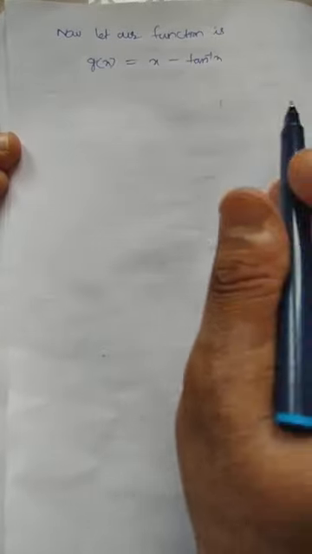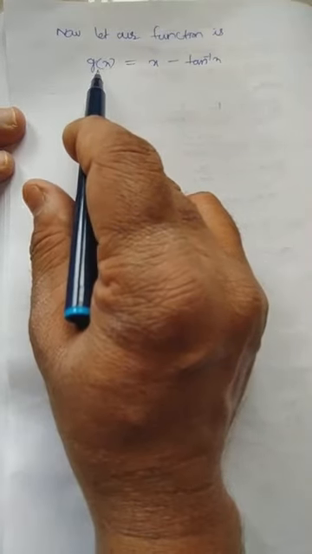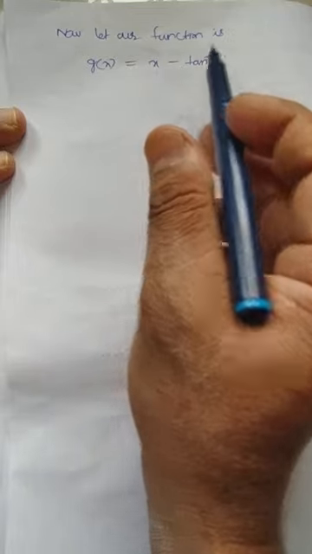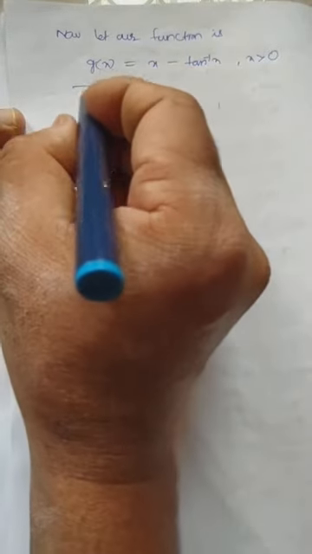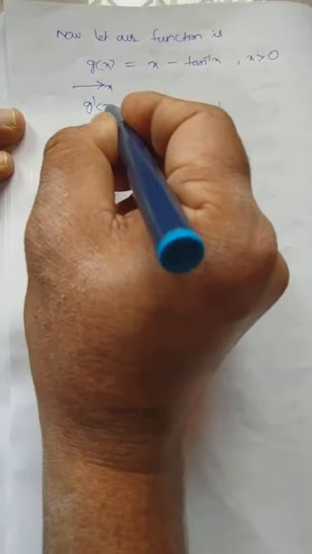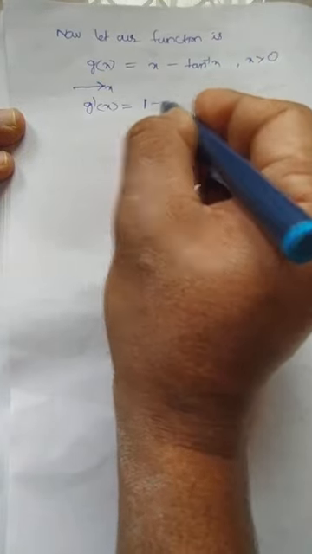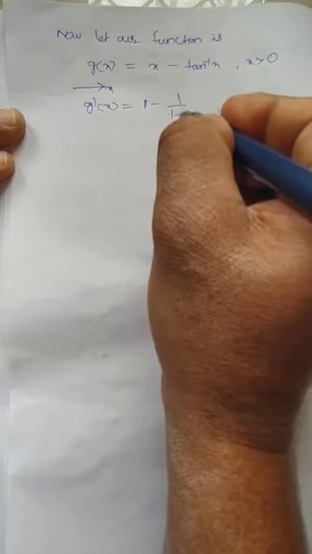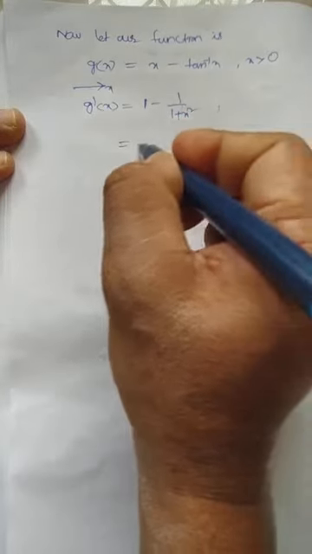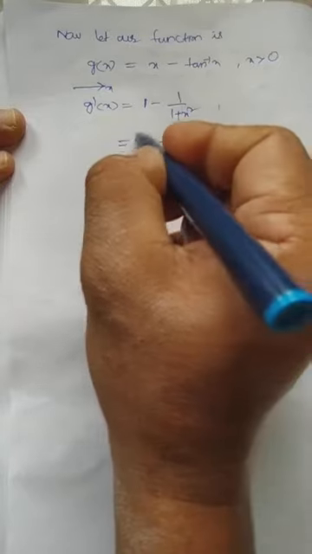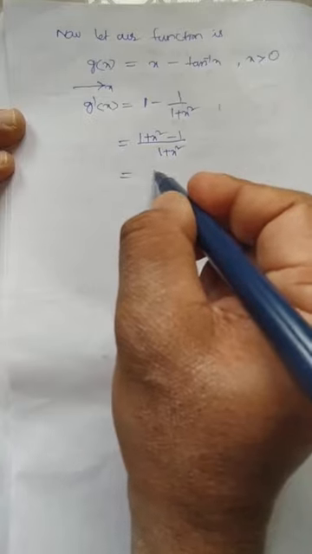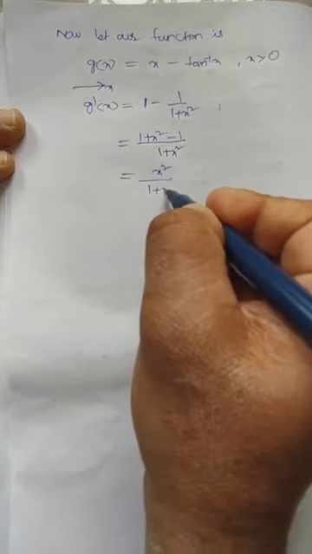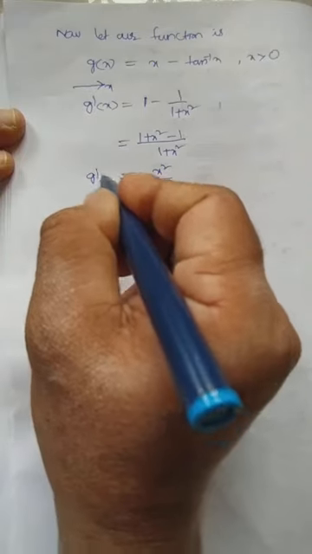Now our function, I am taking g of x is equal to x minus tan inverse x. Here x is greater than 0 is given. In a similar manner I will find its derivative. So g dash of x is equal to 1 minus the derivative of tan inverse x, which is 1 by 1 plus x square. So what is our LCM? 1 plus x square. So here 1 plus x square minus 1. Minus 1 plus 1 gets cancelled, remains x square by 1 plus x square. So that is g dash of x.